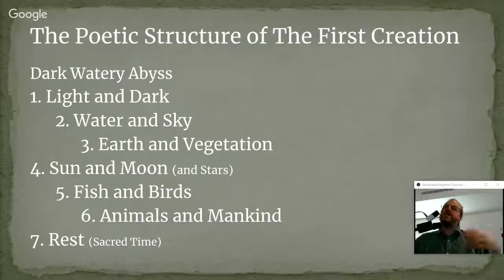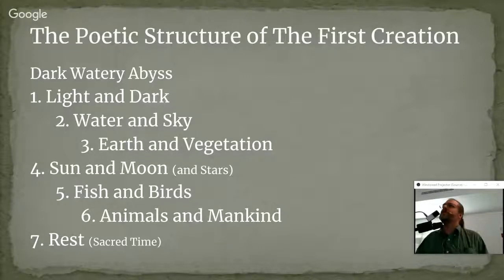In day 3, we create the earth and the vegetation. And actually in the refrain structure, that's the only one that's kind of divided into two. There's two different God said and it happened, God said and it happened. So there's two things, the earth and the vegetation in day 3. So on day 6, we have two different God said and it happened, God said and it happened. In that case, we have the animals and mankind.